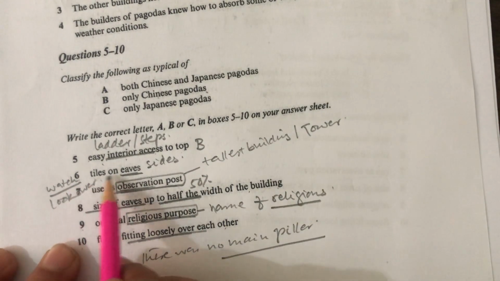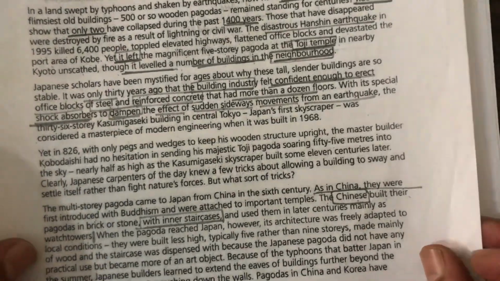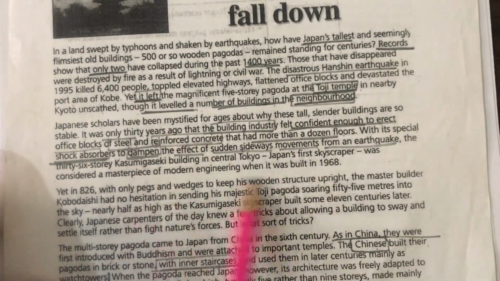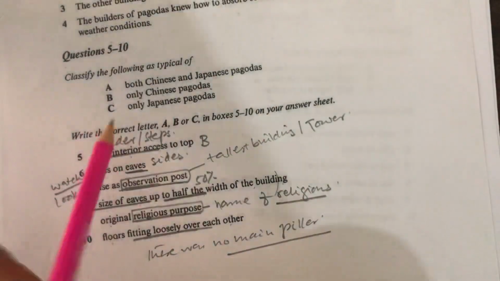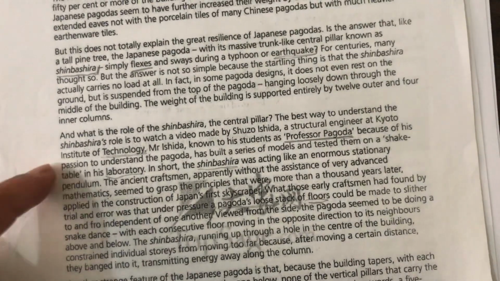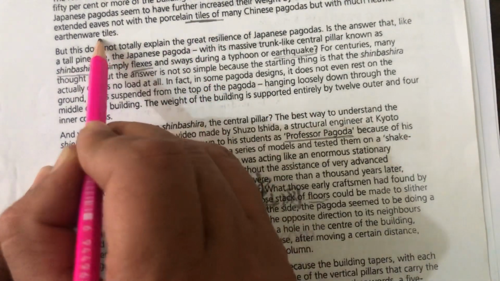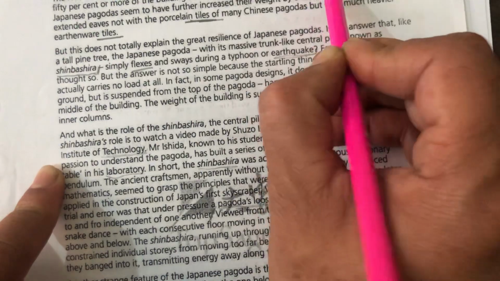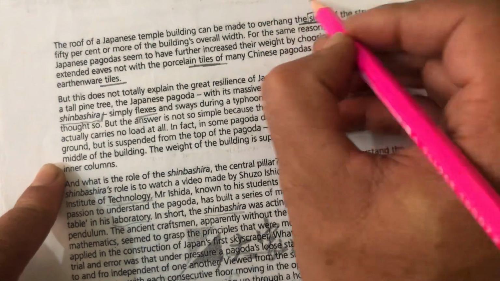Next is question number 6, tiles on eaves. Tiles is the keyword, and turn the page. And we can see the word tiles. Yes, tiles. And eaves means sides. So here we have found the word sides here. This is the word side that refers to the word eaves.